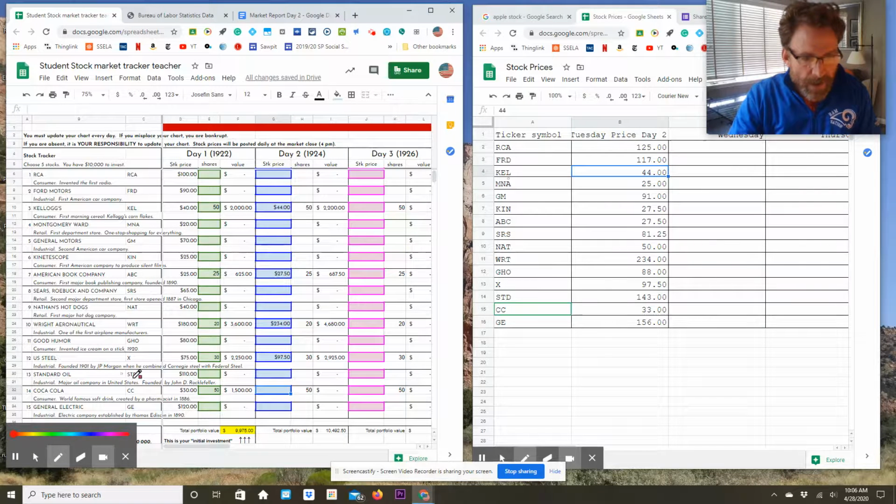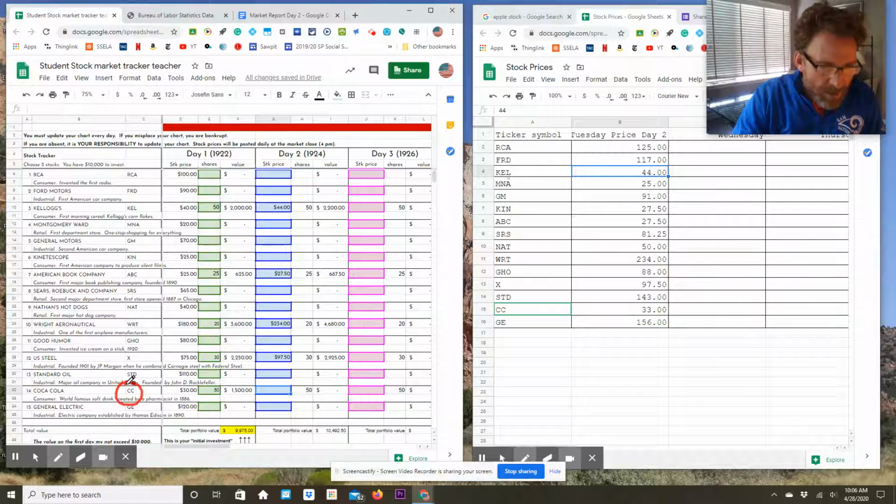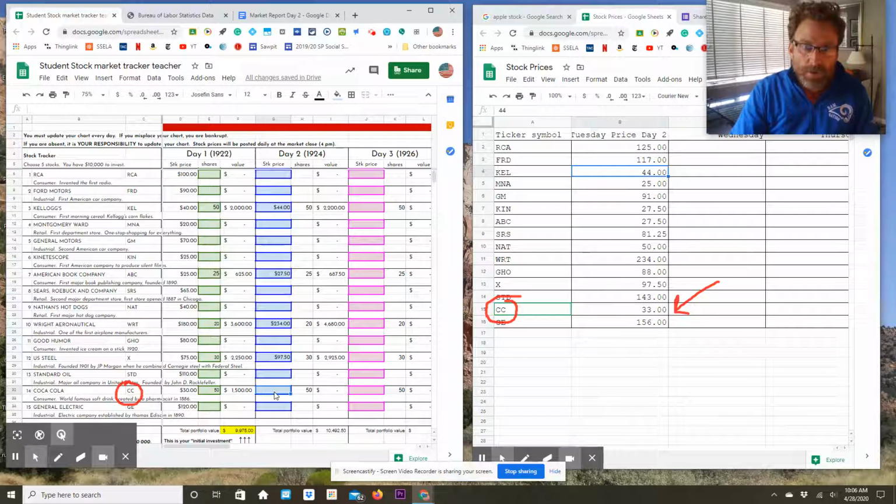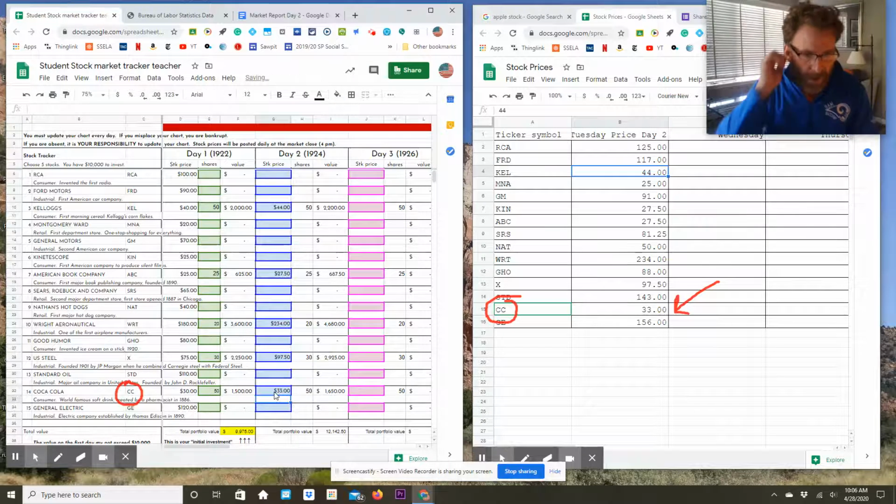All right, and last but not least, I have Coca-Cola, CC. I found Coca-Cola CC. Today, Tuesday, it's at 33 bucks. So I'm going to go back to my blue cell only, type in 33 and enter. And now this is all calculating for you.